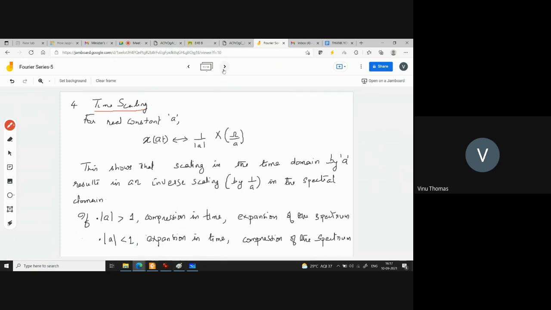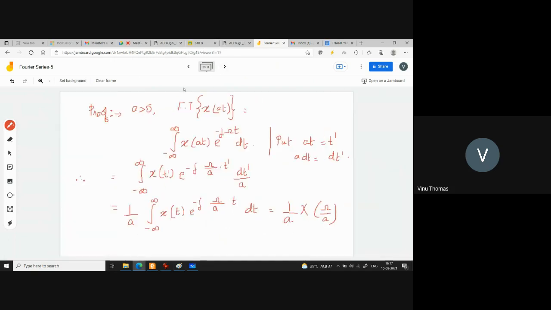So the proof is shown here. The proof is trivial, but I have chosen to prove that here. So proof for positive a. So Fourier transform of x of at, I can write as integral -∞ to +∞ x of at e raised to -j omega t dt.